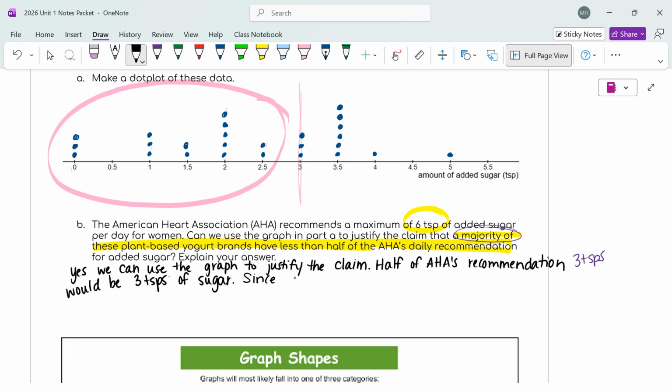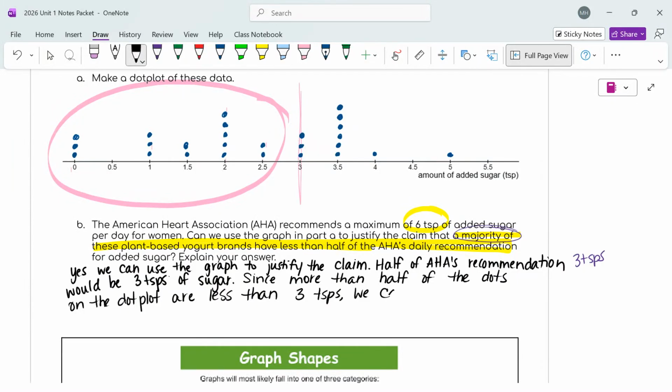Since more than half of the dots on the dot plot are less than 3 teaspoons, we can use this to justify the claim.